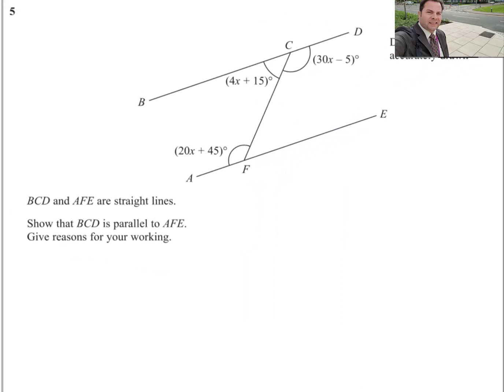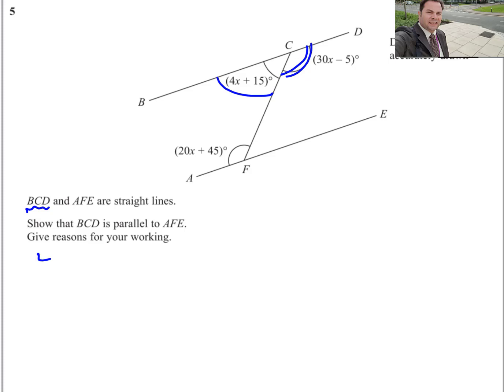Question number 5. It's given that B, C, D and A, F, E are straight lines. Show that B, C, D is parallel to A, F, E. Give a reason for your working. I will start first from B, C, D, which is a straight line. This means the sum of these two angles is equal to 180. So I can form an equation including x and solve this equation to get x.